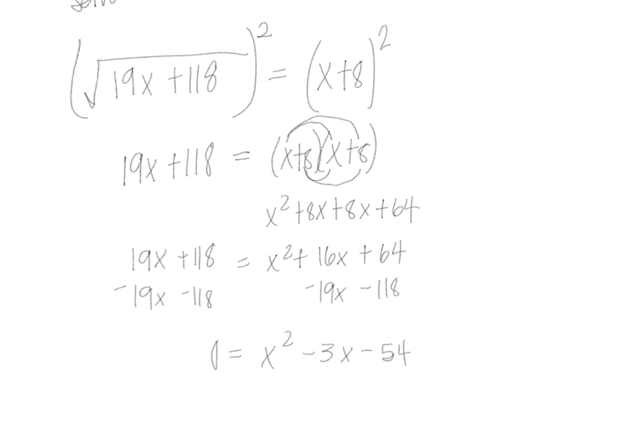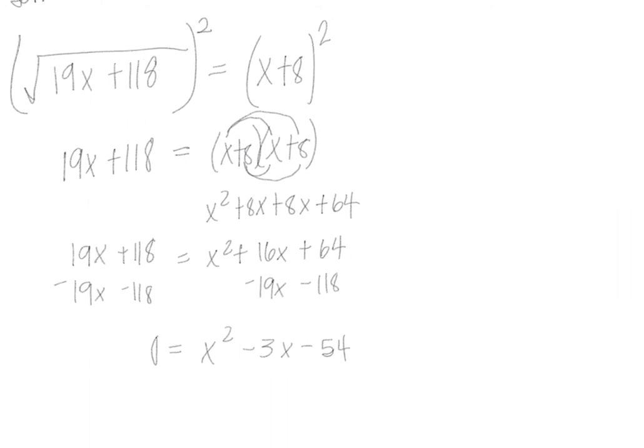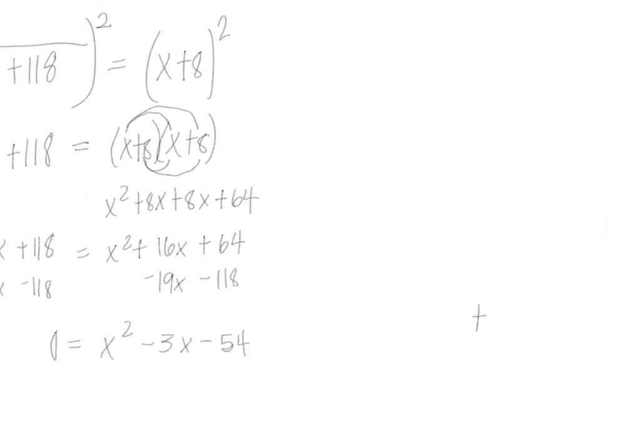But factors of negative 54 that add to give me a negative 3. First of all, if you're multiplying to get a negative, your signs have to be different. If you're adding to get a negative 3 in the middle, then your larger number between the two different sign numbers needs to be negative. So 54. What about 6 and 9?